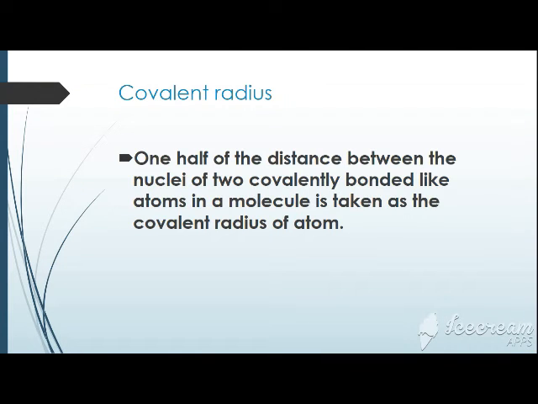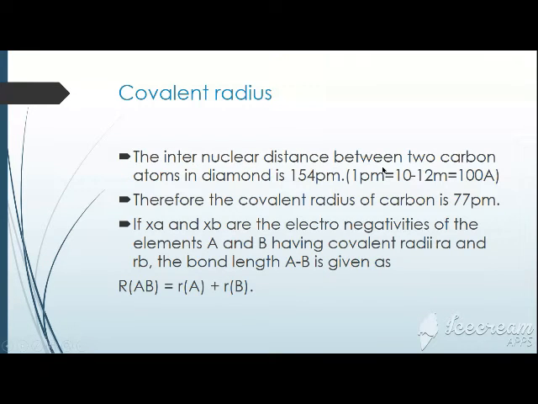Covalent radius. Covalent radius is defined as one half of the distance between the nuclei of two covalently bonded like atoms in a molecule. The internuclear distance between two carbon atoms in diamond, say, is 154 picometer, where 1 picometer is equal to 10 power minus 12 meter, which is equal to 100 angstrom. Therefore, the covalent radius of carbon is 77 picometer.